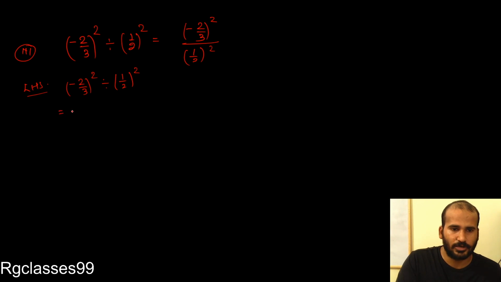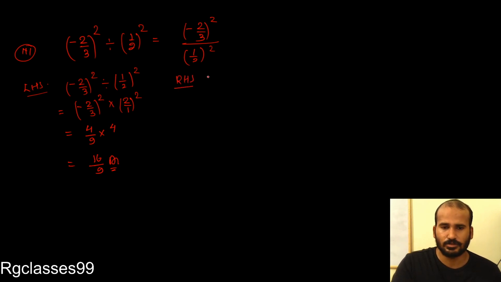So I already told you, put this value separately, and what you have to do, this is division, so just change the sign of this and change this value. Clear? Okay, so now just look at minus 2 by 3, it means 2 square over 3 square, so 2 square is 4 and 3 square is 9, into, and this will be 2 square, it means 4. So the answer is 4 times 4 is 16 by 9, and this is your answer. Just look at the RHS. Now take out the RHS. RHS is equal to what? This value is minus 2 by 3 square upon 1 by 2 square.